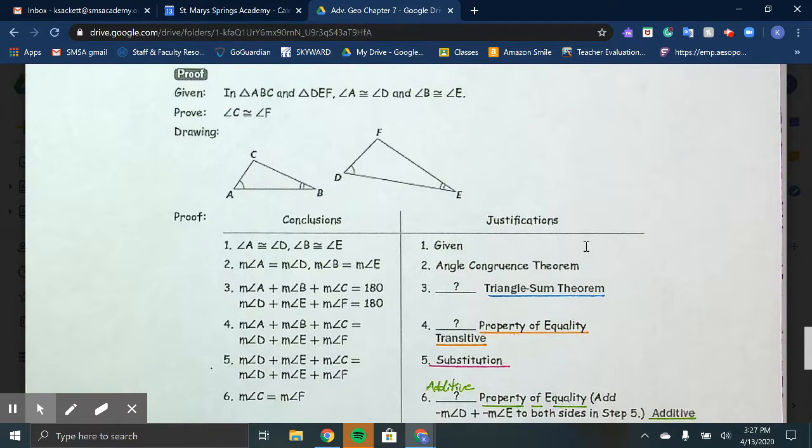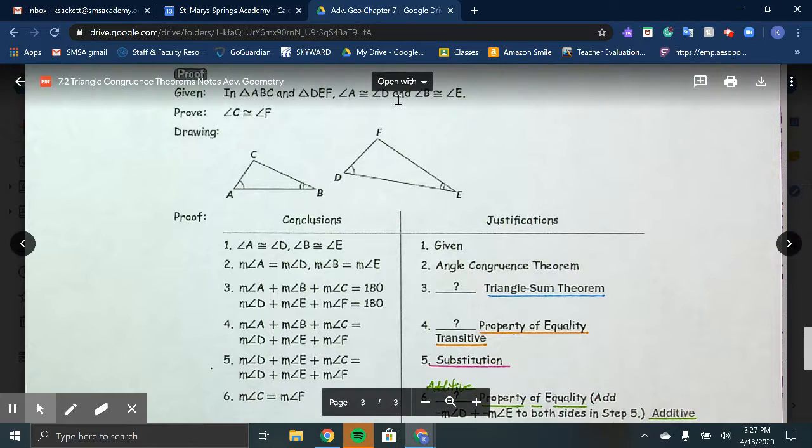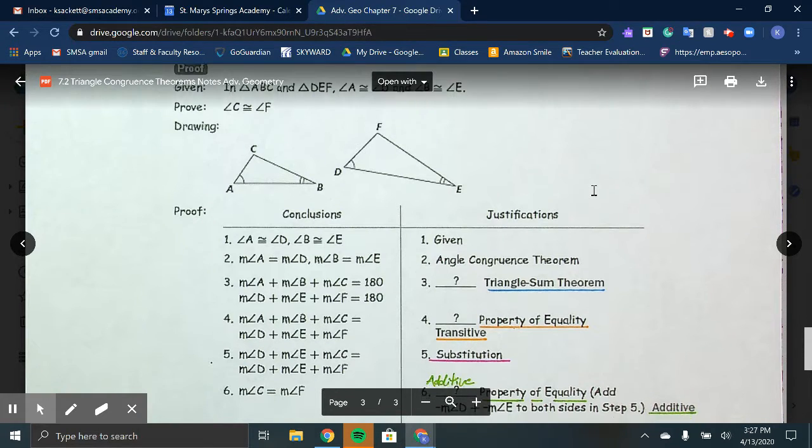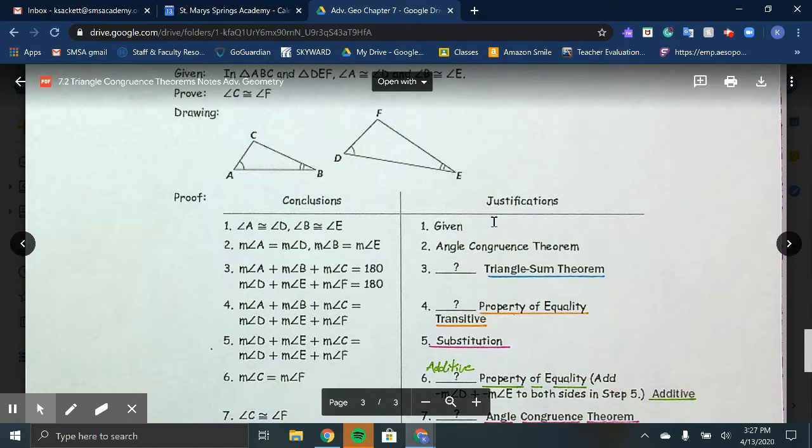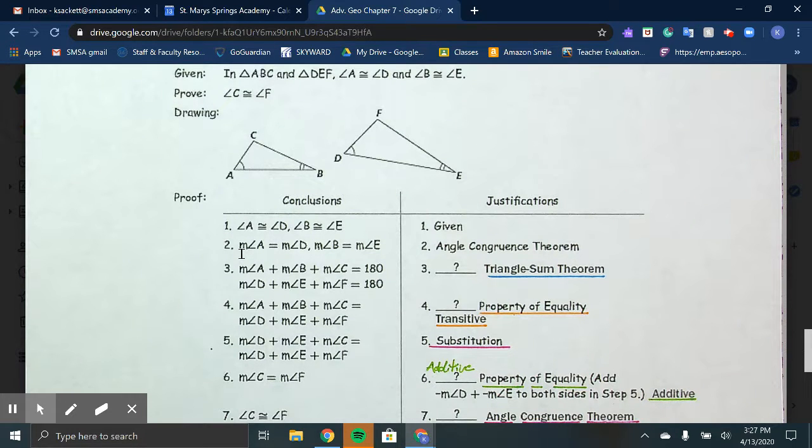So what they want us to do, they gave us triangle ABC and DEF, and they told us angle A was congruent to D and B congruent to E. They want us to prove the third angle theorem of C congruent to F. So start with the given, then saying the measure of angle A equals the measure of angle D, and measure of B equals measure of E is the angle congruence theorem. If things are congruent, they have the same measure.